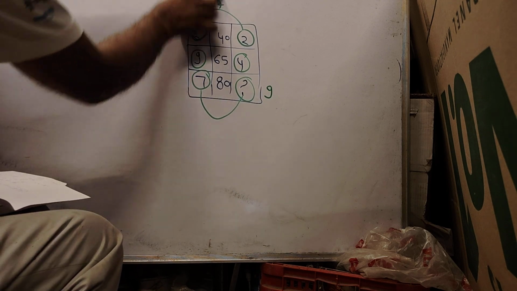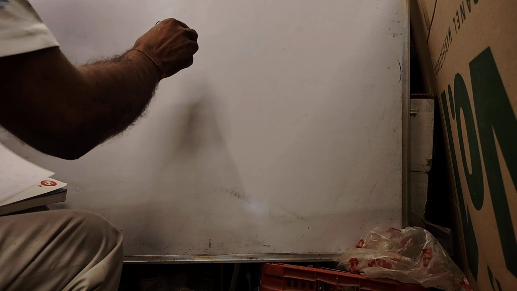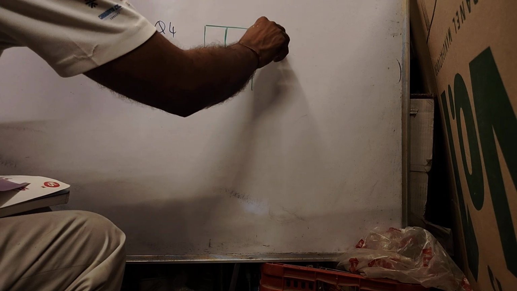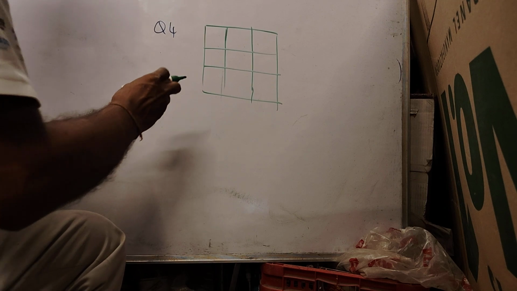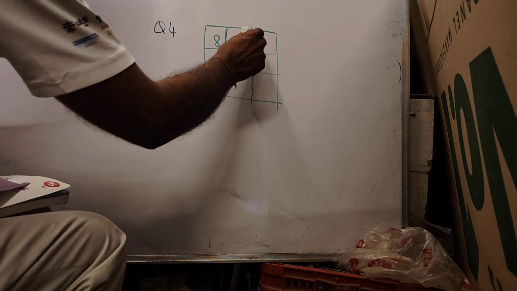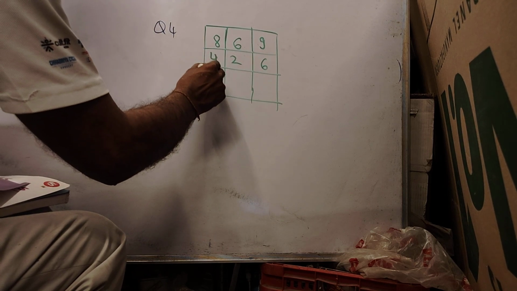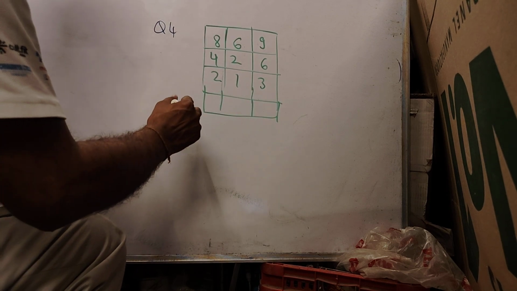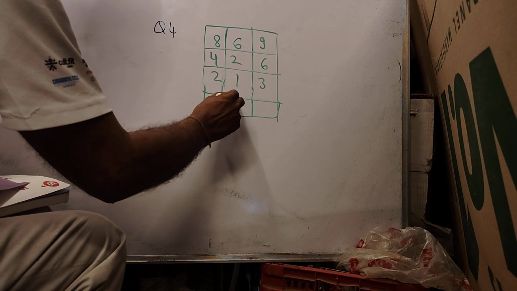Related to the same pattern, one more problem is there. Again a 3 by 3 table is there, and the rule may be different. We have to identify. So 8, 6, 9, 4, 2, 6, 2, 1, 3. Then one column also, one row also there: 42, 27, question mark.